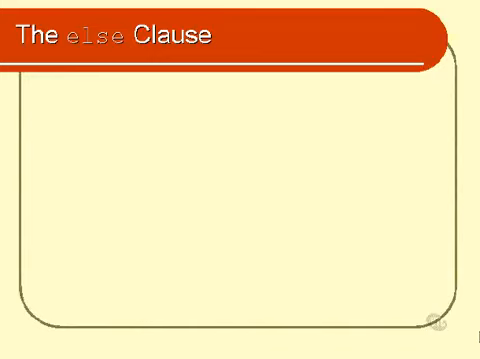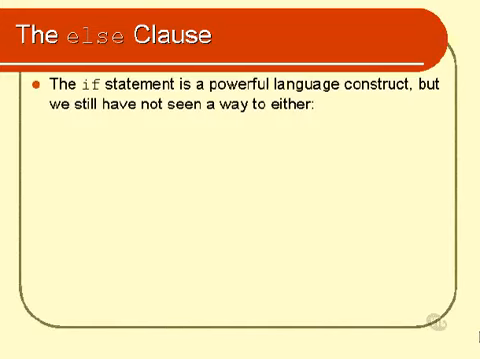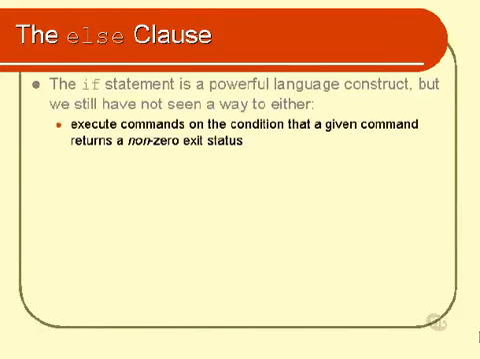In this module we examine the else clause, which is actually part of the if statement. We've seen that the if statement is a powerful language construct. Now that may be, but we still haven't seen a way to do the following two things. Firstly, we haven't discovered how to execute commands if a given command produces a non-zero exit status. The examples that I've shown you so far only execute the given code if a zero exit status is produced.